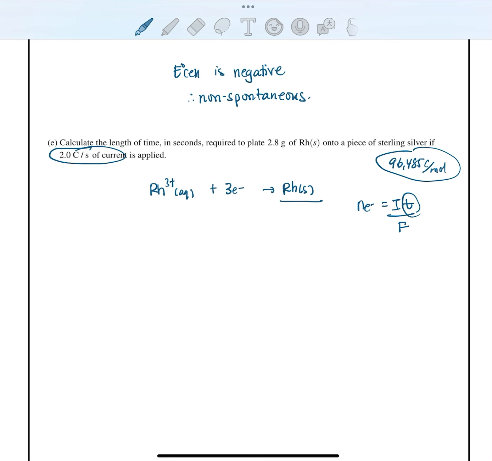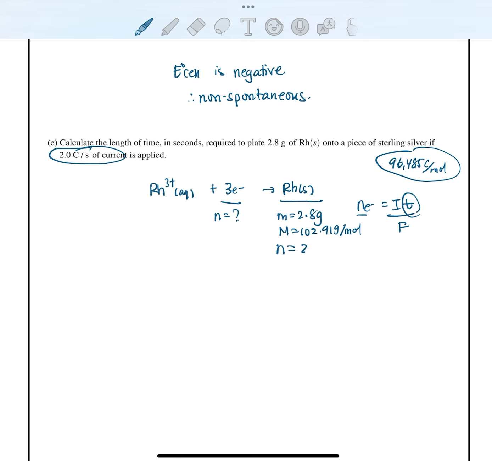What I don't know, though, is the moles of electrons, or this Ne. So I need to know how many moles of electrons I have. But because I'm given a mass value of the Rh metal, I can convert this into moles and do a mole ratio to figure out how many moles of electrons I have. So for example, I know the mass of this is 2.8 grams. The molar mass of this is 102.91 grams per mole. So the moles of this is 2.8 divided by 102.91 grams per mole.